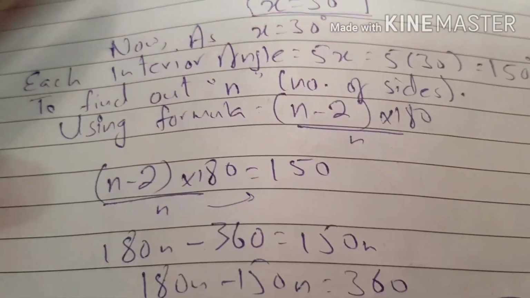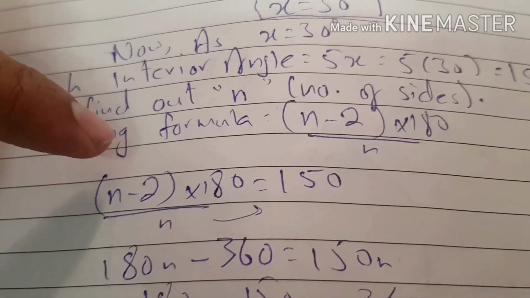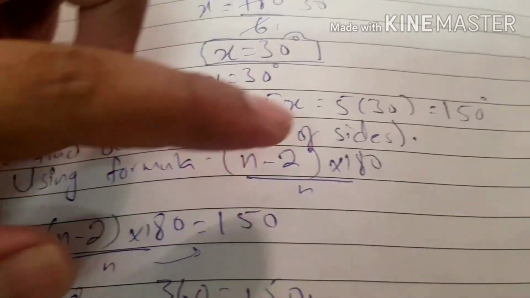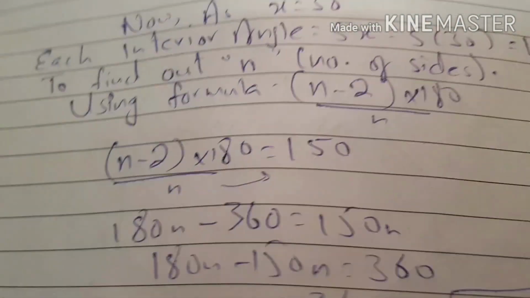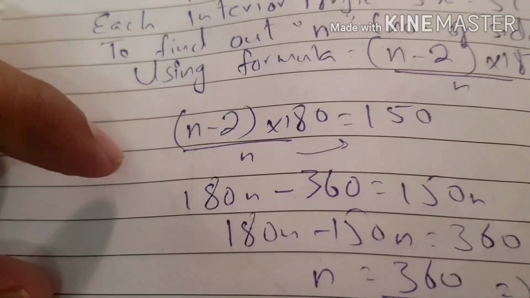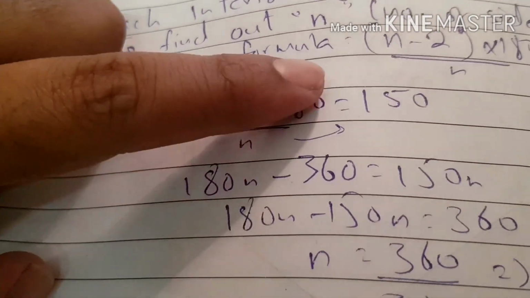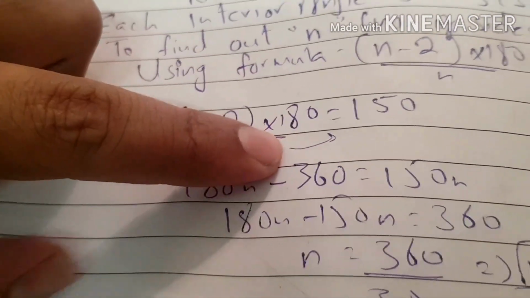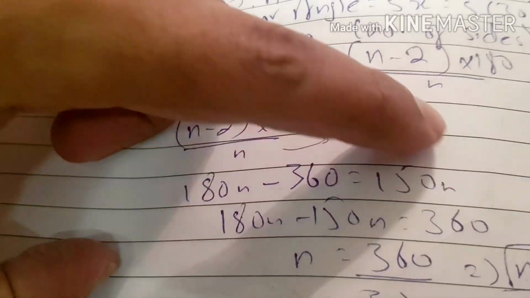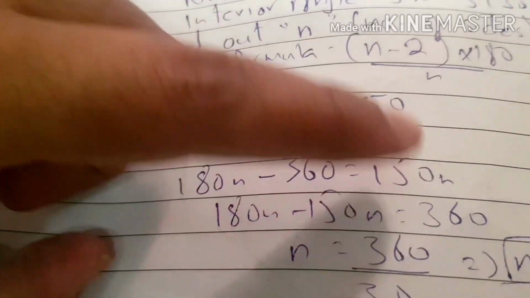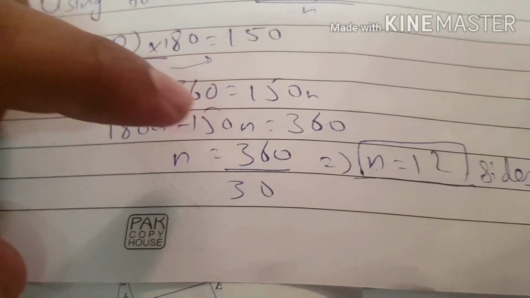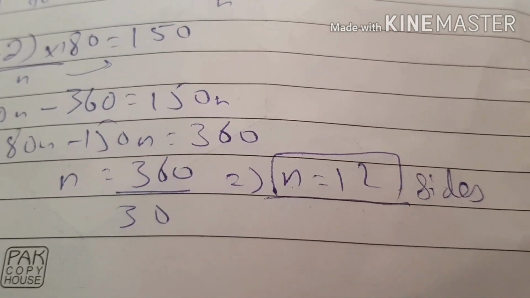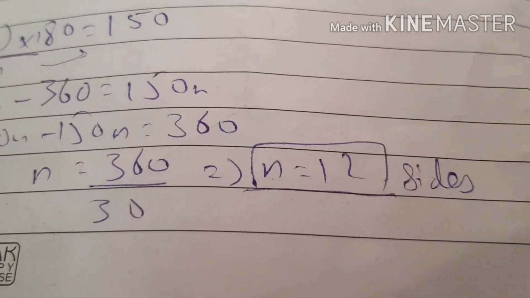So we are using the formula for the size of each interior angle, which is (n minus 2) times 180 upon n equals 150, the value which we just found here, 5 multiplied by 30. So (n minus 2) into 180: 180 into n is 180n, 180 into 2 is 360, equals 150n, and 150n comes over here and 360 goes over there. You do the subtraction and division, you get 12. That means the number of sides in this polygon is 12.